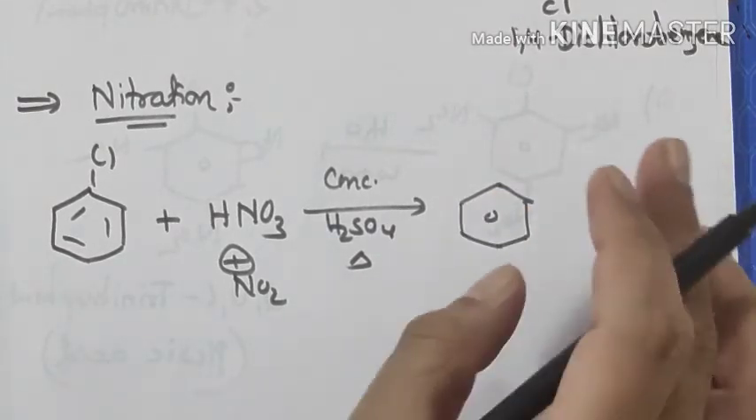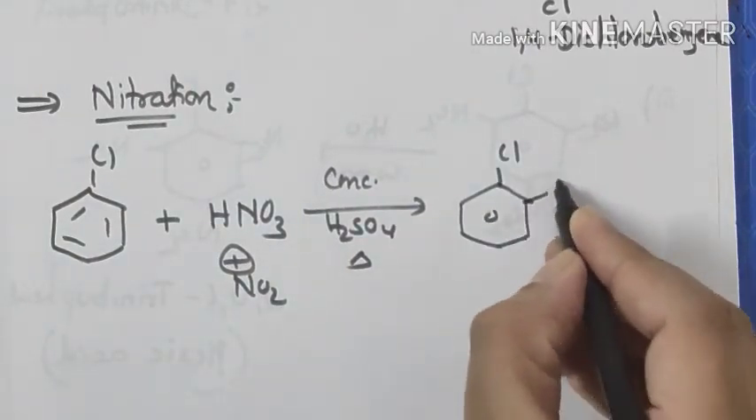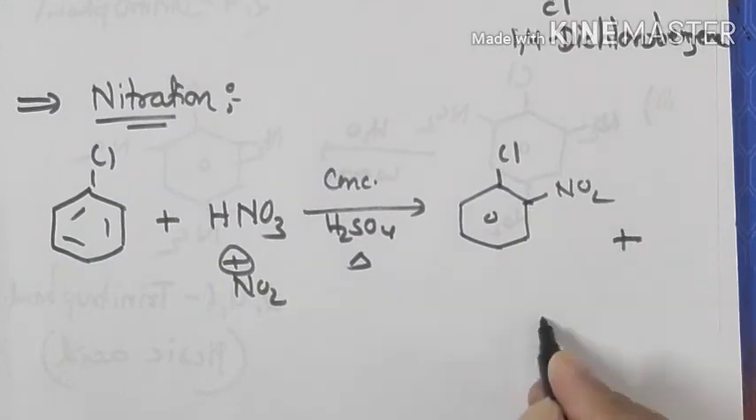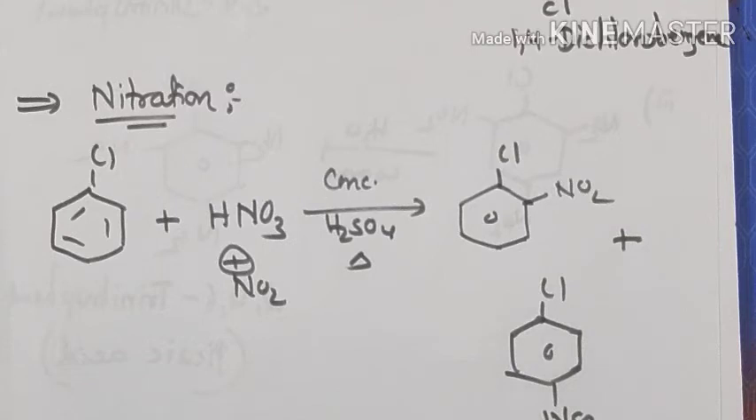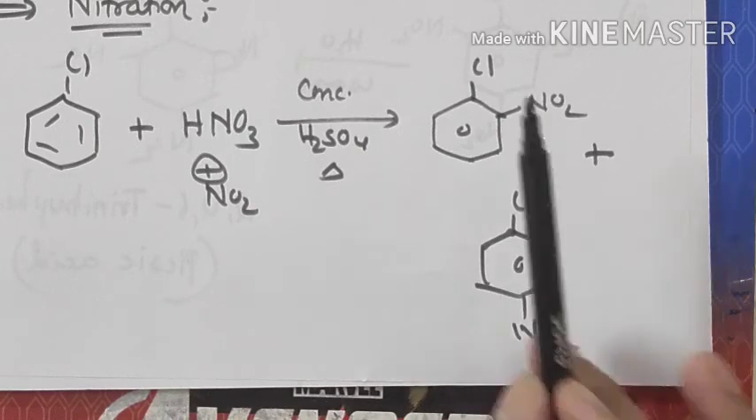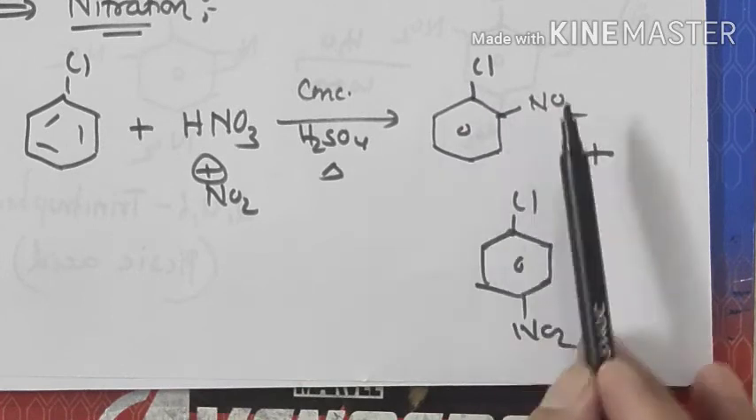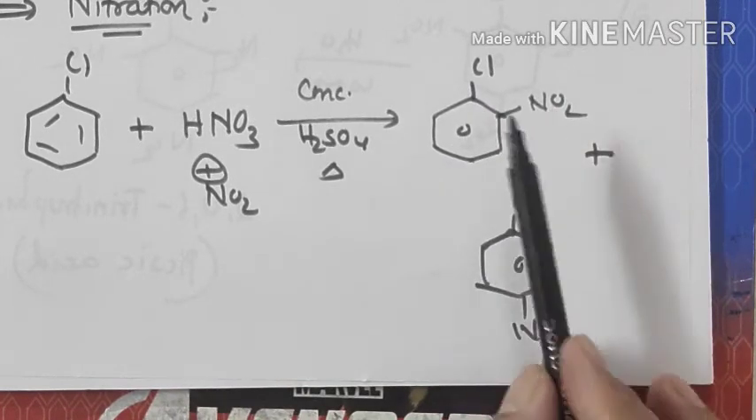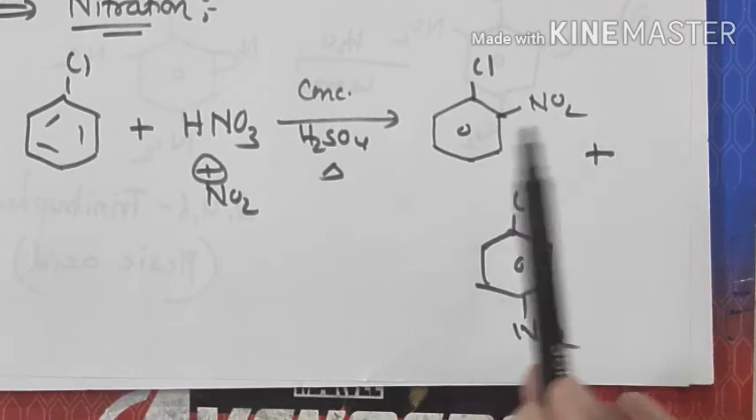One thing more, but first let's complete the reaction. Cl, here comes NO2, plus Cl, here comes NO2, right? Now student, out of this, which will be the major product and which will be minor? See, the one at the para position is always the major product, because if they are very close to each other, there can be some hindrance, some repulsion between them, right? If repulsion is there, that means less stability. So less stability, less product.